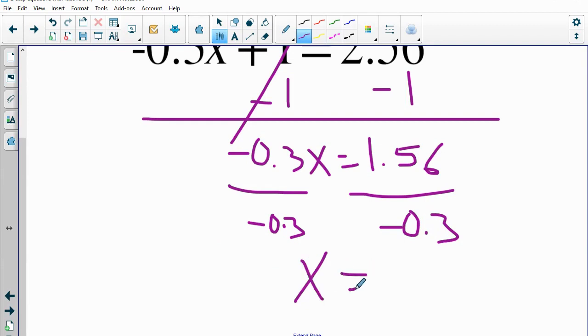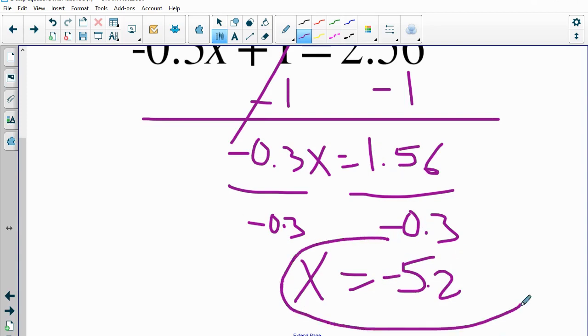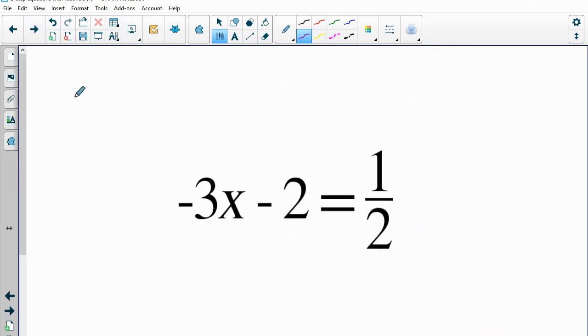And we're going to end up with a specific answer. What will that be? Well, we've got a positive divided by a negative. So I've got my calculator handy. I'm going to do 1.56 divided by 0.3, and that equals 5.2. Now we did have a positive divided by a negative, so we had to carry that negative down. So we have a negative 5.2 on that problem.